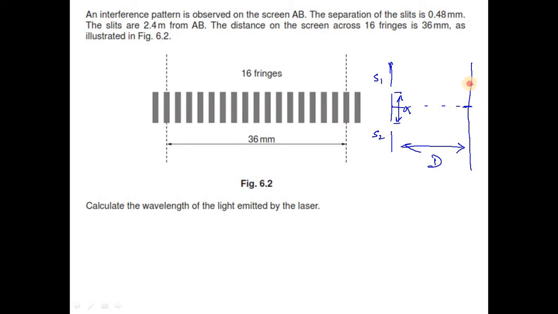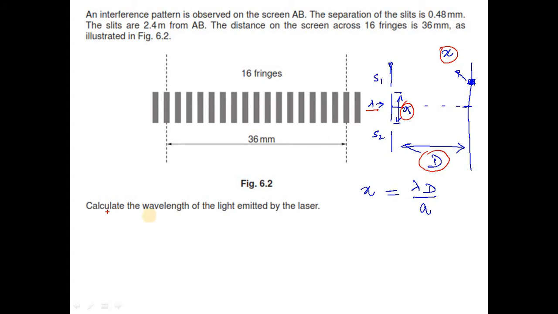And if we have a single fringe here, then the fringe width x, or delta x, whatever you say, the fringe width x, A, D, and the wavelength can be related with the equation: fringe width x is equal to lambda D upon A. So this is the relation between four quantities: D, distance to the screen, fringe width, slits distance, and the wavelength.